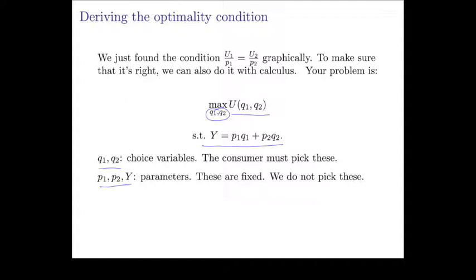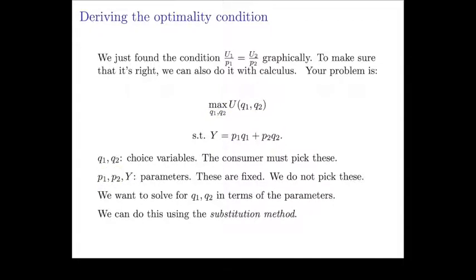So the two choice variables are Q1 and Q2, so the consumer gets to pick these. And P1, P2, and Y are parameters. These are fixed. What we want to do is to solve for Q1 and Q2 in terms of these parameters.